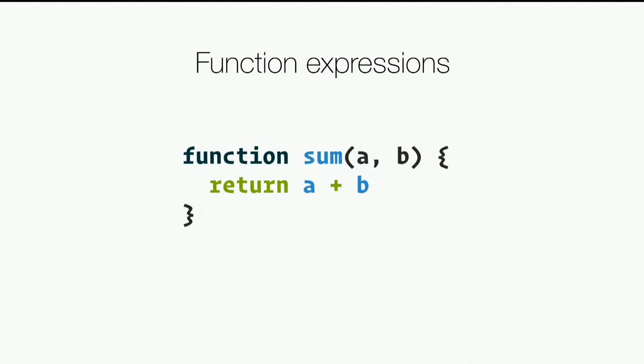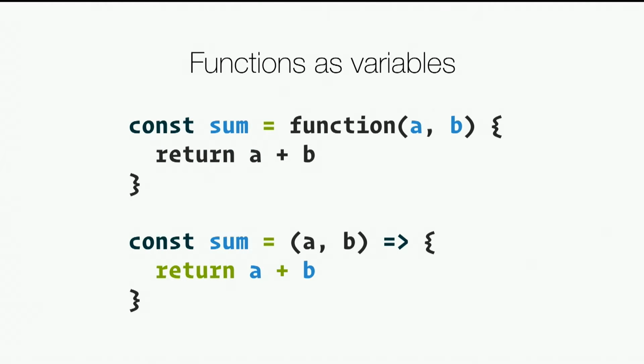We also created functions as variable assignments. So const sum equals, and then the function expression. Or, instead of using the function keyword, using the fat arrow, an arrow function. And we know that the difference between these two has to do with the binding of this, which we'll talk about in a minute.